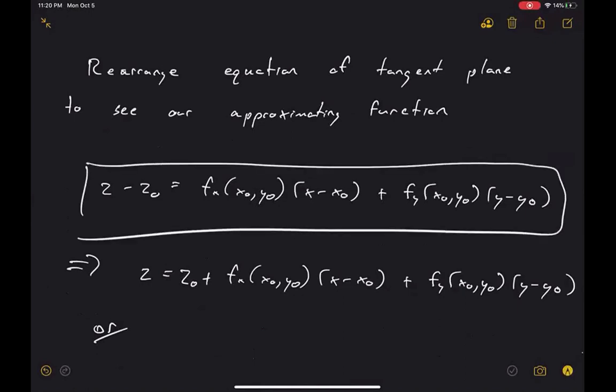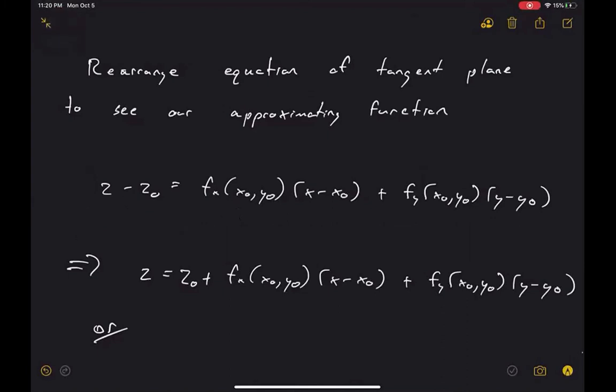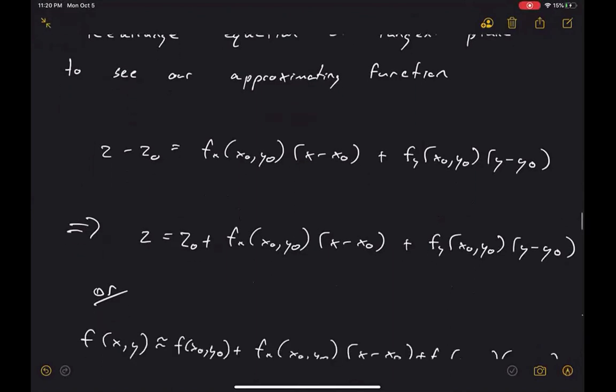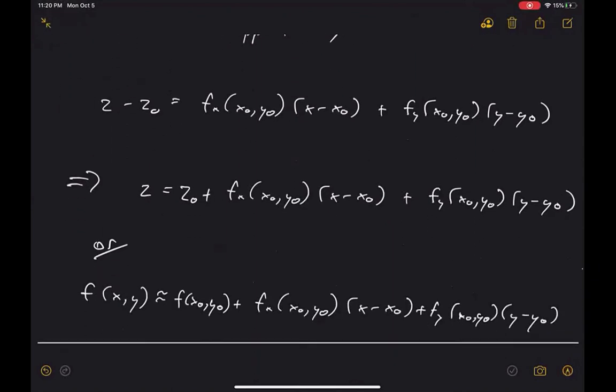Now, let's look at the equation of that tangent plane. In general, the equation of the tangent plane would be, I could write that as z minus z sub 0 equals the partial derivative with respect to x times x minus x sub 0, plus the partial derivative with respect to y times y minus y sub 0. So that's an equation of my tangent plane. And then let's just rearrange it a little bit. Let's get z by itself on one side and then everything else on the other.